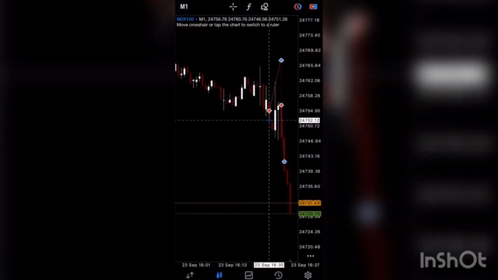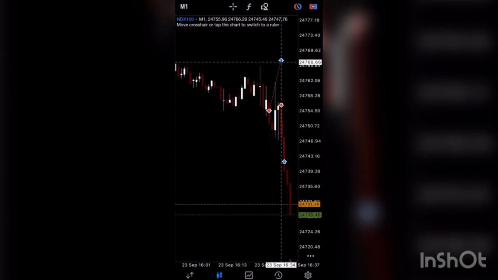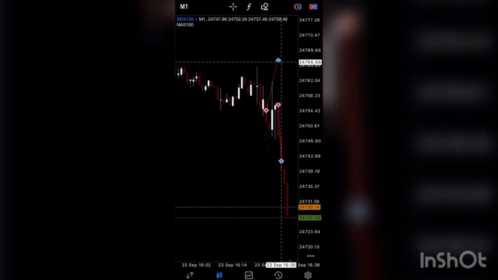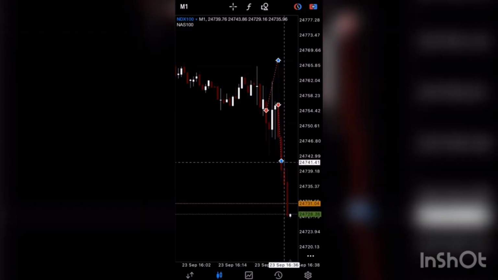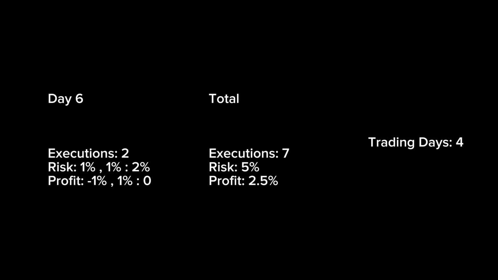So the price expanded up and took my stop loss, but I was sure about my bias, so I did enter trade short again, and this time my take profit got triggered. So at day 6 I had one winning trade. There were 2 executions. At first my stop loss got triggered, and in the second one my take profit got triggered. So now let's go over to day 7.